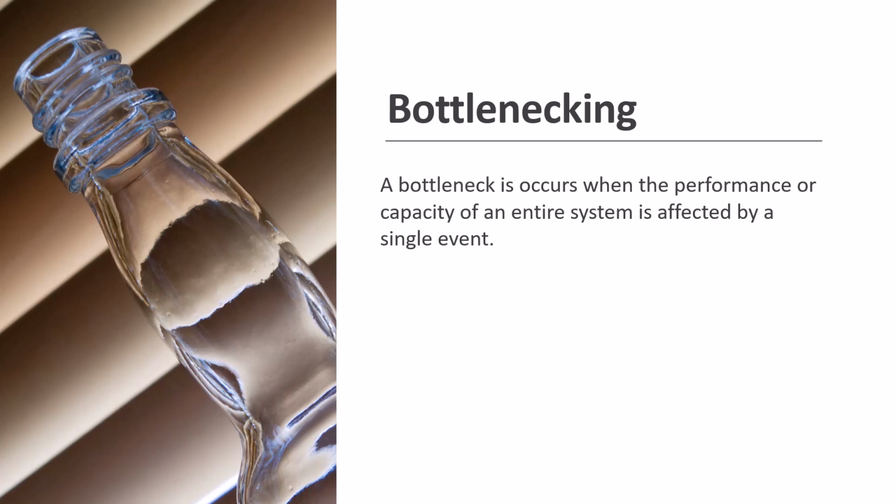Bottlenecking. A bottleneck occurs when the performance or capacity of an entire system is affected by a single event. Bottlenecking can occur anywhere in the supply chain. For instance, a limited number of components or resources can delay or even stop production. This further affects deliveries to customers.